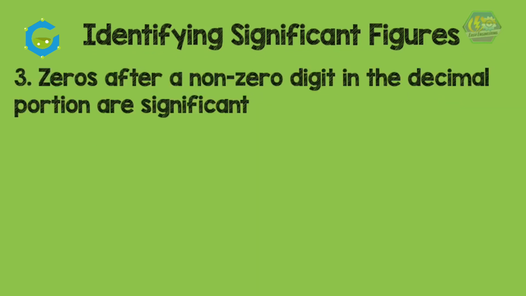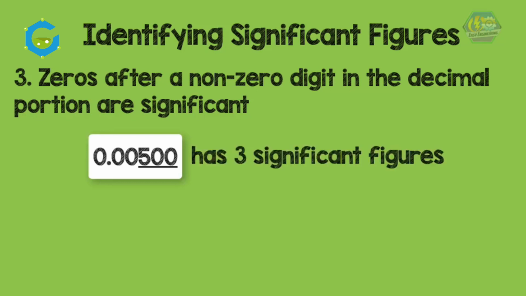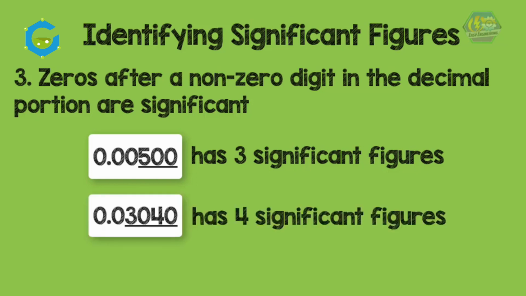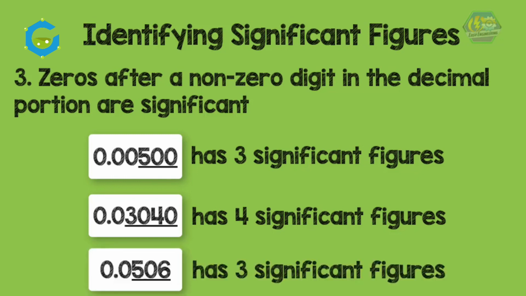Third rule, zeros after a non-zero digit in the decimal portion are significant. For example, 0.00500 has 3 significant figures, and 0.0340 has 4 significant figures, and 0.0506 has 3 significant figures.